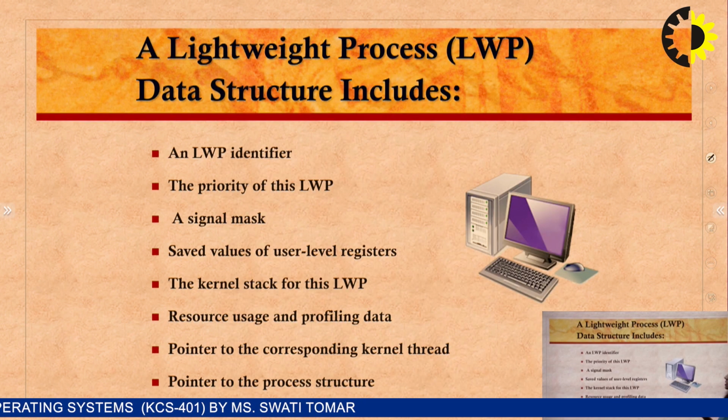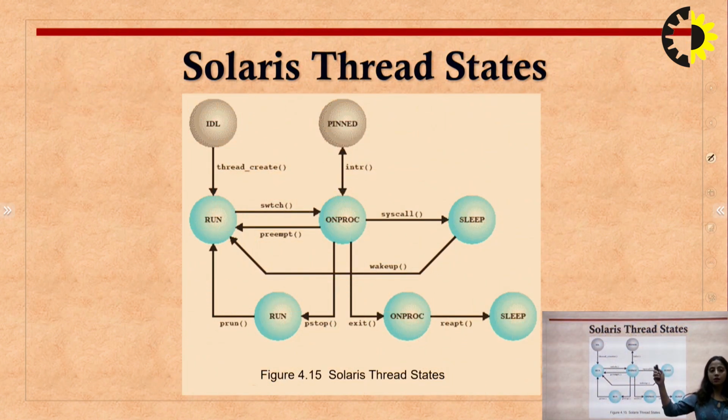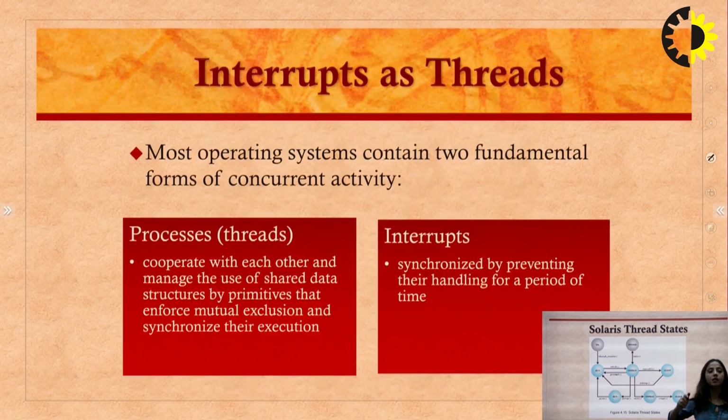A lightweight process data structure includes a lightweight process identifier, the priority of this lightweight process, a signal mask, saved values of user level registers, the kernel stack for this LWP or lightweight process, the resource usage and profiling data, a pointer to the corresponding kernel thread, and a pointer to the process structure. Now, these are the Solaris thread states. First, it was in the run state, then it was in the on proxy, then it got to sleep.